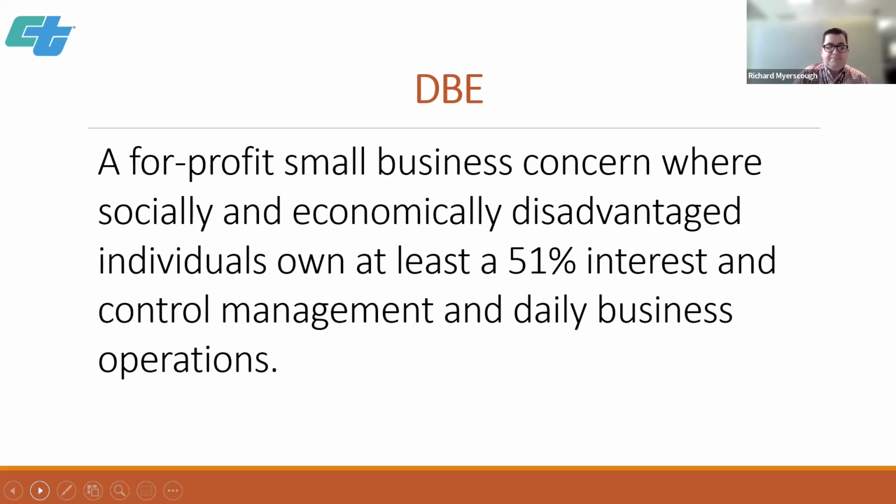So you can't just be a name on a piece of paper. You have to actually be involved in the business operations. Socially and economically disadvantaged persons are, according to the U.S. Department of Transportation, U.S. DOT, you'll hear me say that a lot today, any individuals who have been subjected to racial or ethnic prejudice or cultural bias within American society because of their identity as members of groups and without regard to their individual qualities.